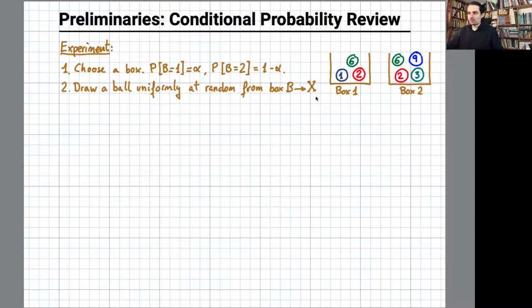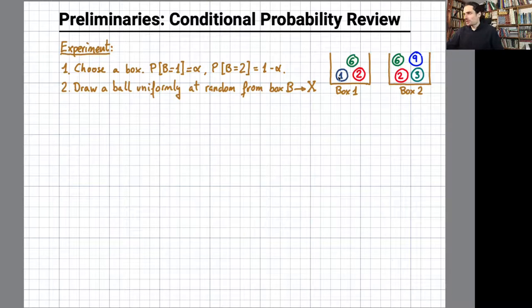And in the second step, we draw a ball uniformly at random from the box that we selected in step 1. Okay, so note that we say uniformly at random. There are some people that omit this word, and that is not actually correct, because if one just says at random, then it doesn't have any implication that the probabilities of each ball are the same, right? So please remember to say uniformly whenever that is what you want to say.